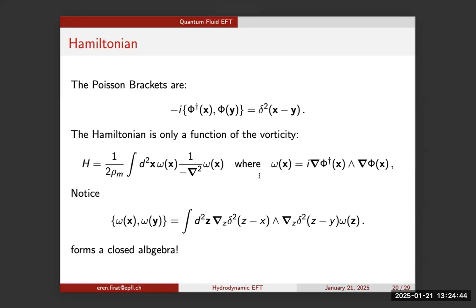We have the vorticity tensor before, and omega is basically the zero component.